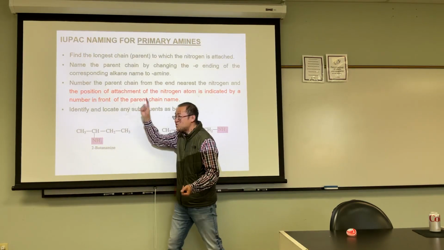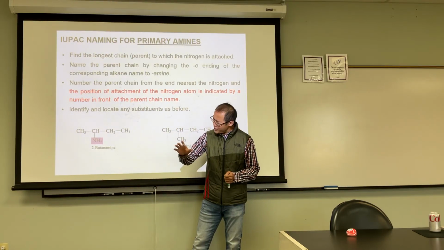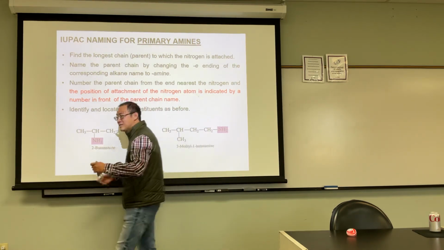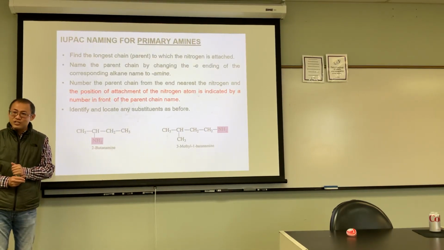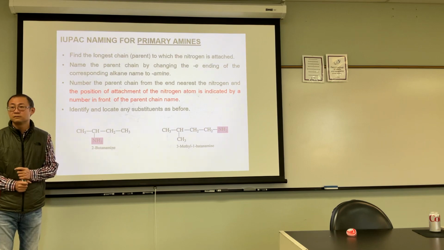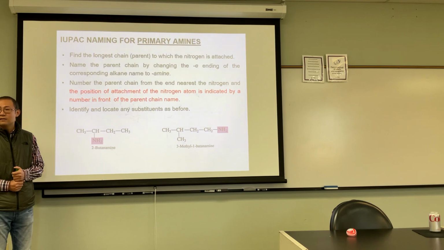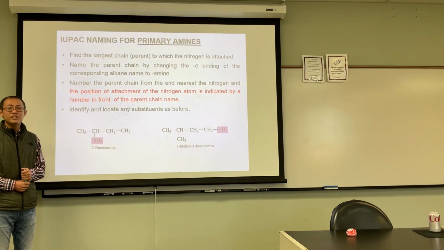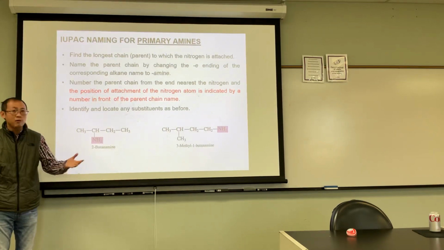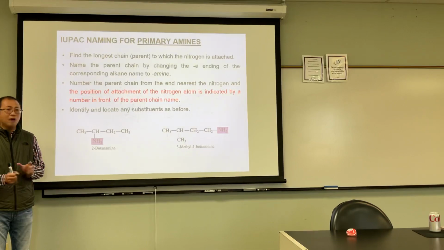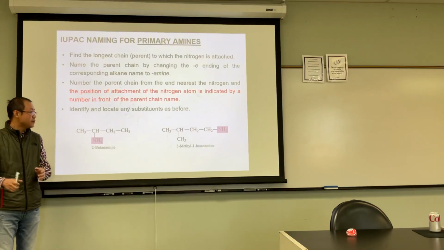And then you need to drop the E of the alkane and change it to amine, A-M-I-N-E. And finally, locate which carbon the nitrogen is attached to. Just like alcohol, you can see it's very similar. With alcohol, the only difference is you need to drop the E and change it to what? To OL. Other than that, it's very similar.